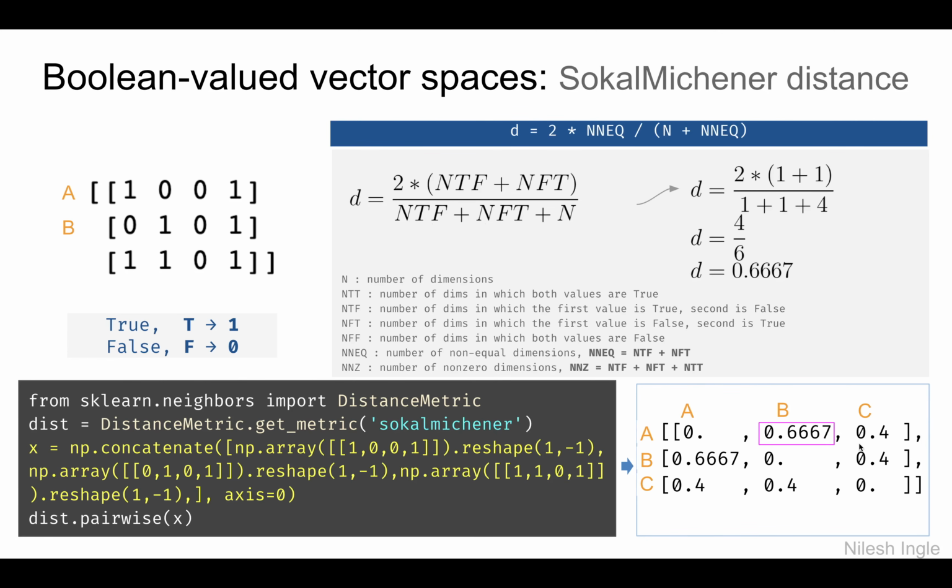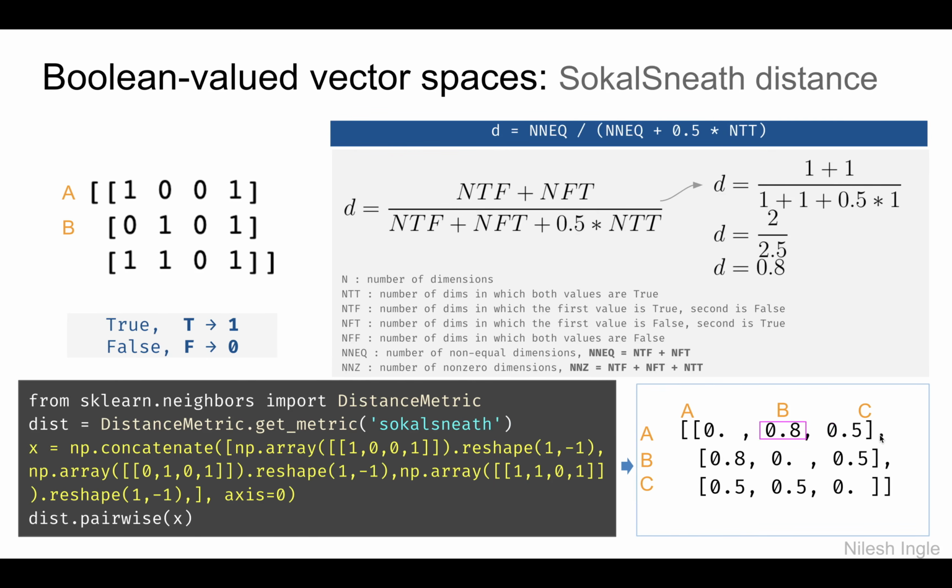Next, there is the Sokal-Michener distance, and this distance looks similar to the Rogers-Tanimoto distance. Here again, when we plug in the values, we get a distance of 0.667, and that's what we see in the output matrix, where the distance between A and B is 0.6667, and the distance between A and C is 0.4.